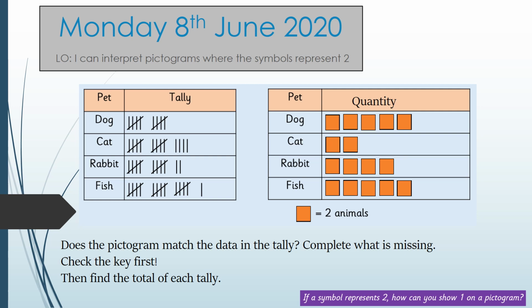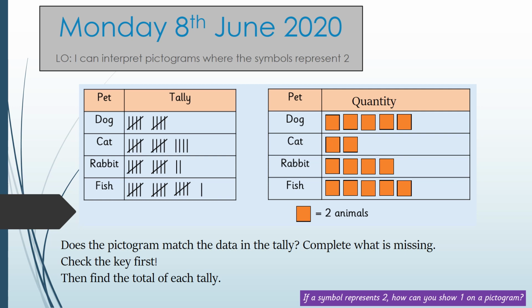So here we have a tally chart and a matching pictogram. And it says, does the pictogram match the data in the tally? Complete what is missing. So you need to start by checking the key. We've done that. The key, 1 square equals 2 animals. Then we're going to look at the tally lines and count up the total for each of the animals, the number of animals that there were.